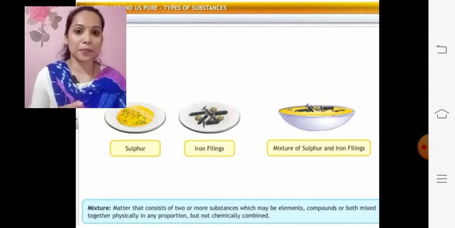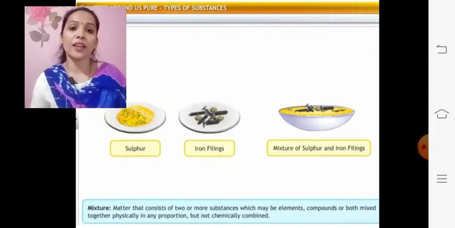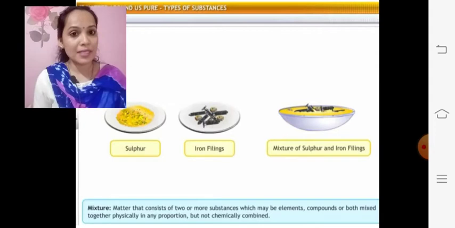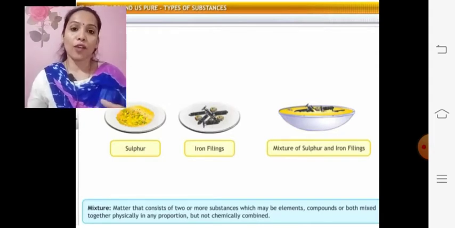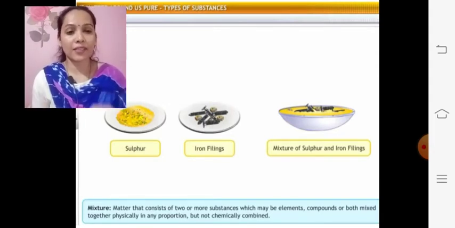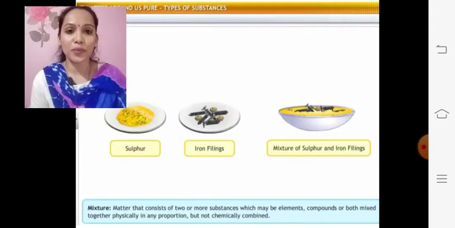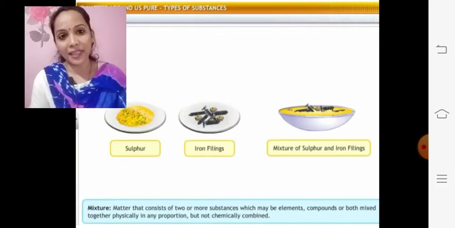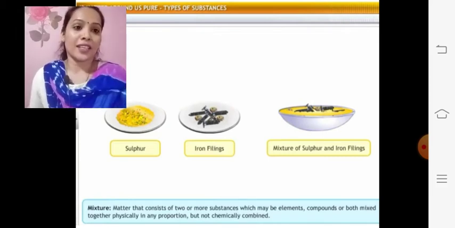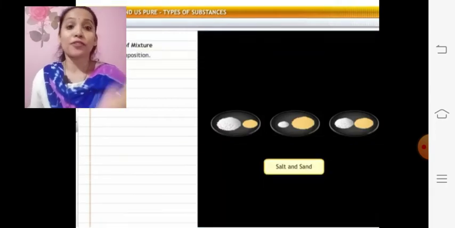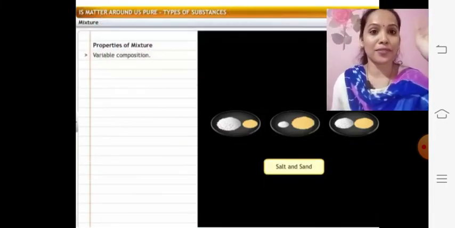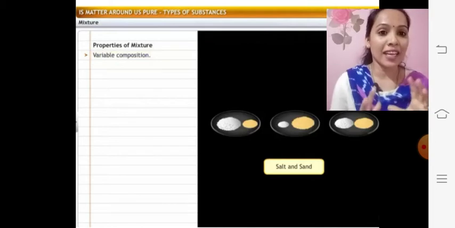You take a spoon of sulfur and 3-4 nails, then also it is a mixture. You take a lot of iron nails, like 6 or 7, and a pinch of sulfur powder, then also it is called a mixture. So, here the composition is variable. It need not be a fixed proportion of combining. So, the first property of mixture I just told you is composition.